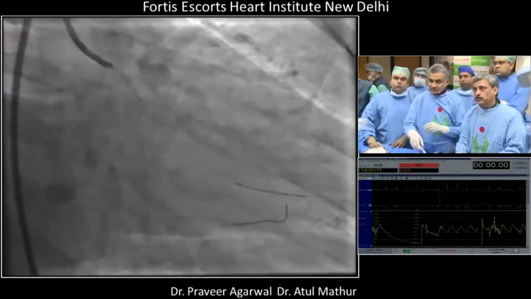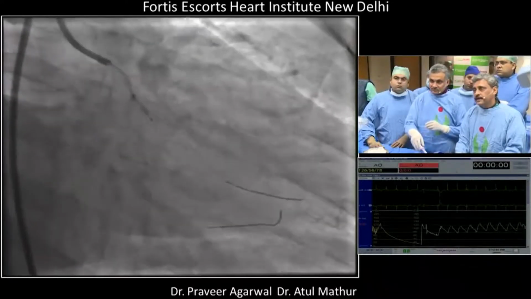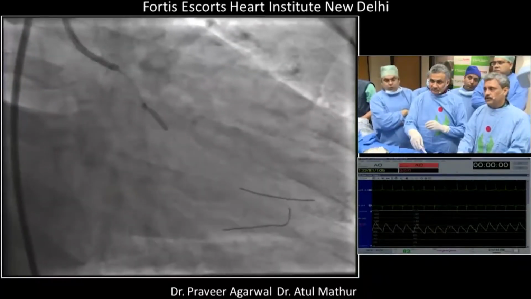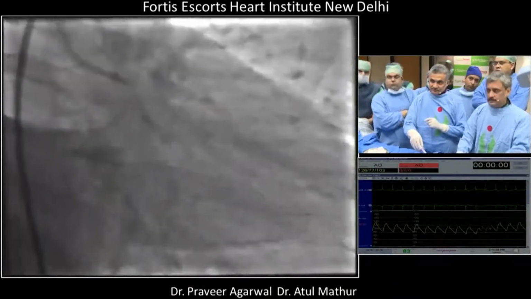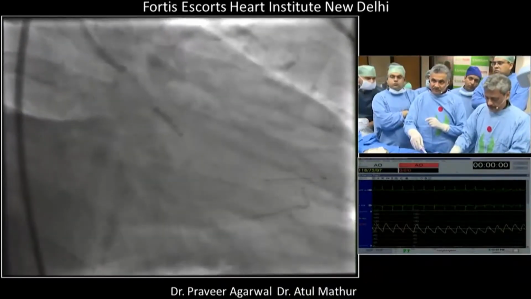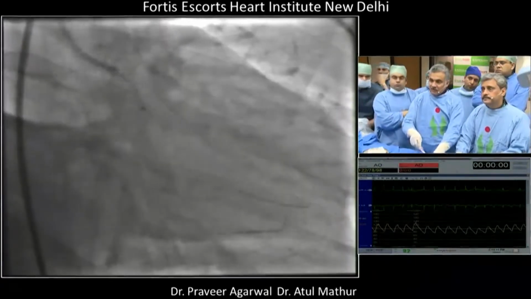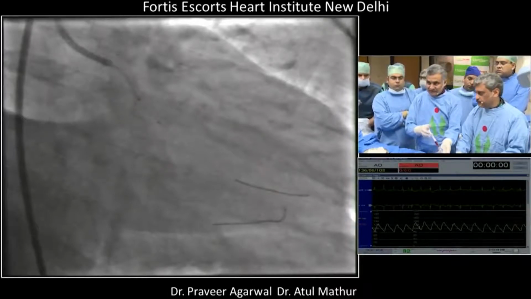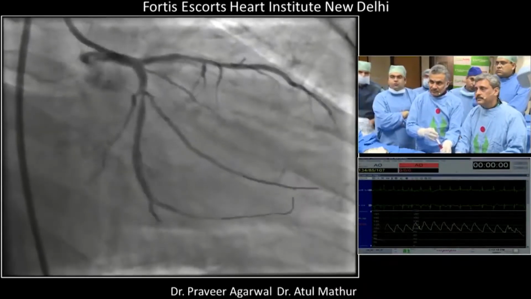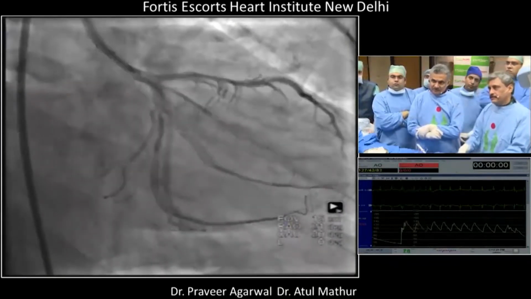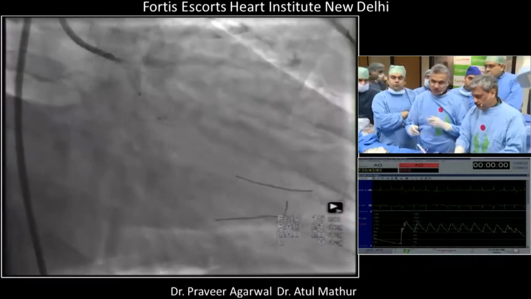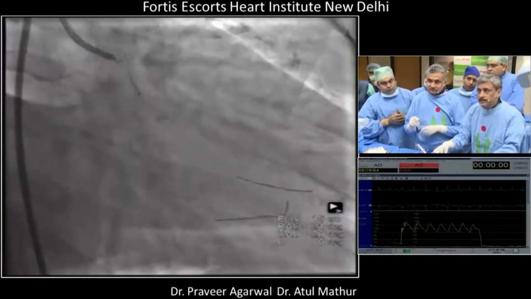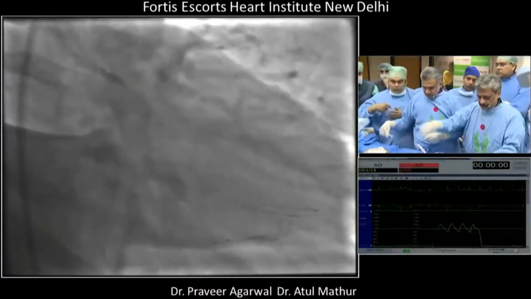Which balloon are you using to pre-dilate? You have taken a 2 millimeter balloon, 12, 14 atmospheres. Let's check the length too. Yes, 2 into 15, an NC balloon. Okay, so it's a little longer than that. So this was 15? 15, okay, so this was a 2 into 15. So this is 12, 14 atmospheres pre-dilatation.